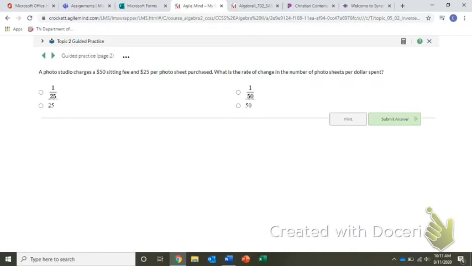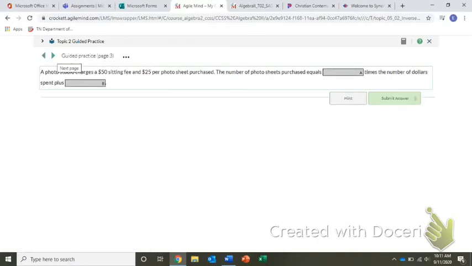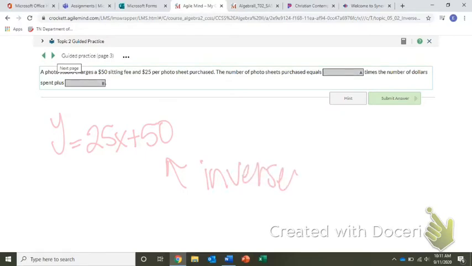Next page. Number 3. All right, number 3 also goes with this. And once again, guys, it is y equals 25x plus 50. All you're doing here is finding the inverse, okay? And blank A is going to be my rate, and B is going to be my new y-intercept, okay? It says a photo studio charges $50 sitting fee and $25 per photo sheet purchased.